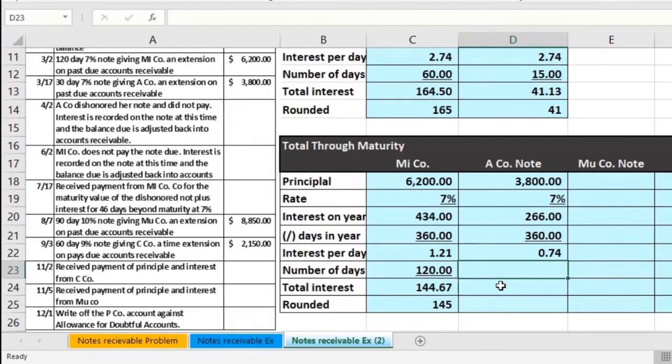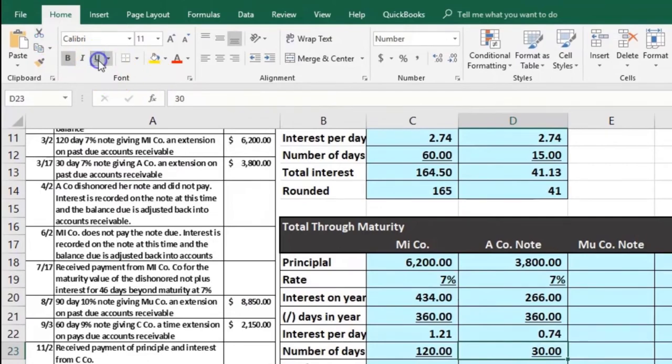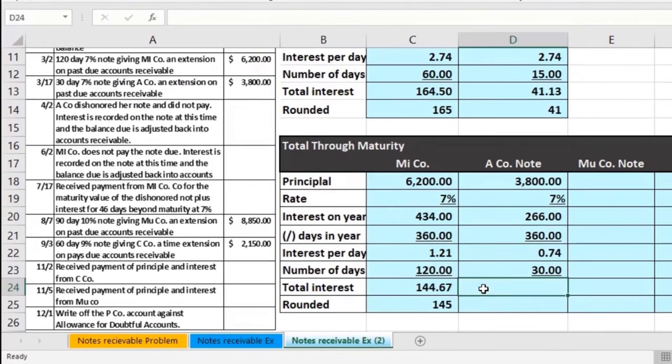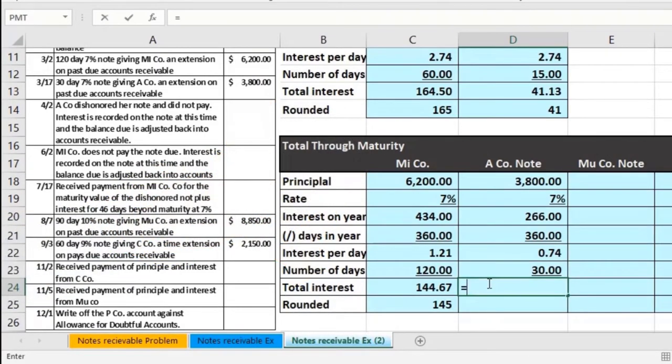So then how many days? We said 30 days. I'm going to underline that, home tab, font, underline, multiply it out, 0.74 per day times 30 days, or equals that 0.74 in D22 times 30 days, D23, and enter. 22.17, I'm going to round it now, this cell already being formatted, just saying equals, point to that 22.17, and 22 being the answer.